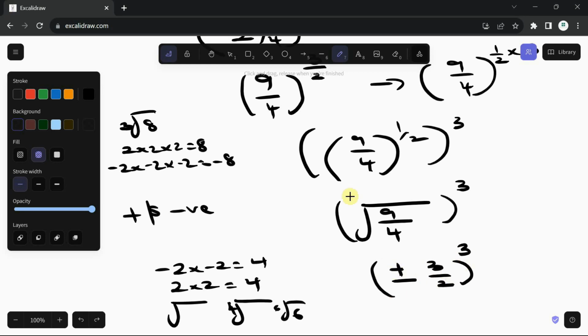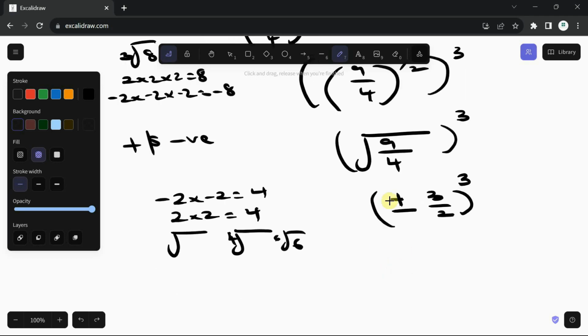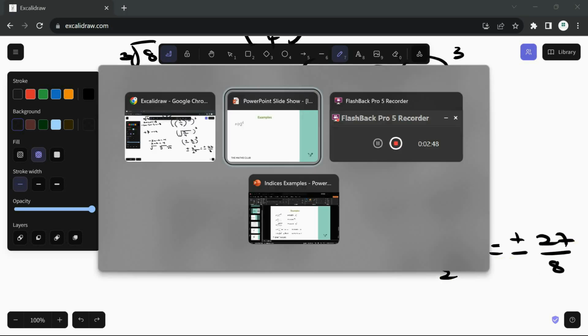So you must always take note of the positive and negative sign whenever you're doing the square root. If I want to now find the cube of this, it's like saying plus or minus 3 cubed all over 2 cubed. Because if you multiply plus or minus 3 over 2 three times, you still have the same thing. So this is equal to plus or minus 3 cubed is 27 and 2 cubed is 8.